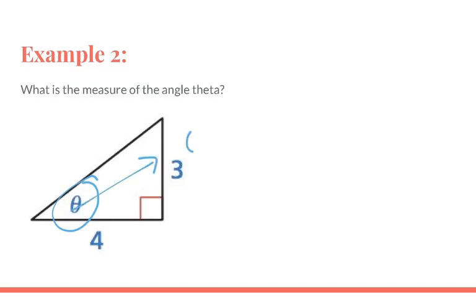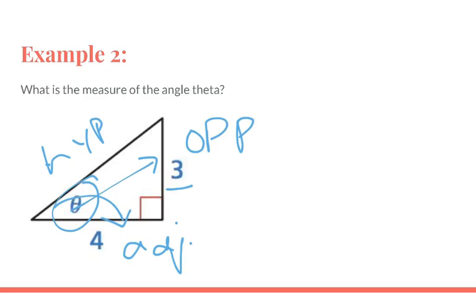Well, straight across from it would be the opposite side. When we have that, that's 3. And right next to it here would be the adjacent side. And this one over here that we don't have is the hypotenuse. So the numbers I'm working with are 3 and 4, and they're opposite and adjacent.